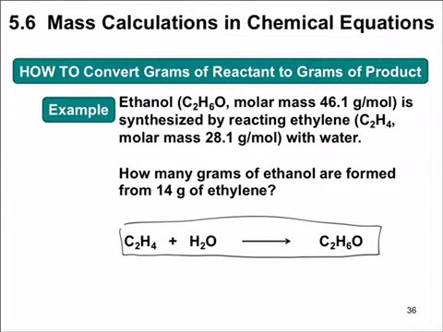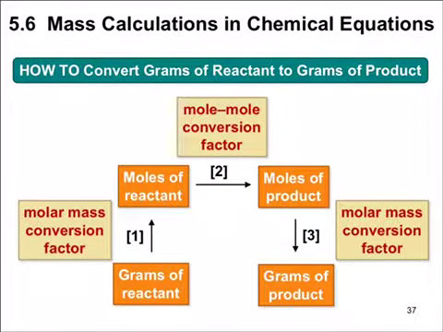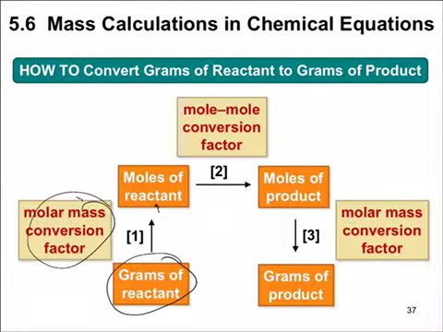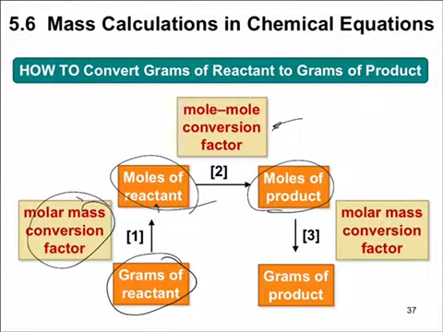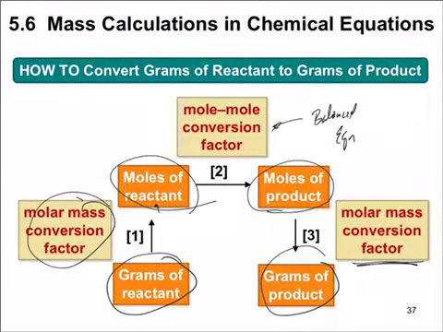All right, so what we're going to do is start off with our mass of our reactant, and convert that to moles of the reactant. We use molar mass as a conversion factor. Remember that little island picture we drew? To go from mass island to mole island, we divide by the molar mass. Then, to go from moles of reactant to moles of product, we use that mole-to-mole conversion factor. This comes from the balanced equation. Then moles of product to grams of product using the molar mass conversion factor.